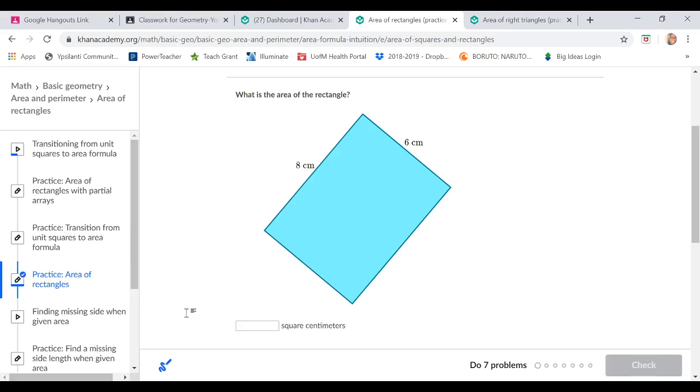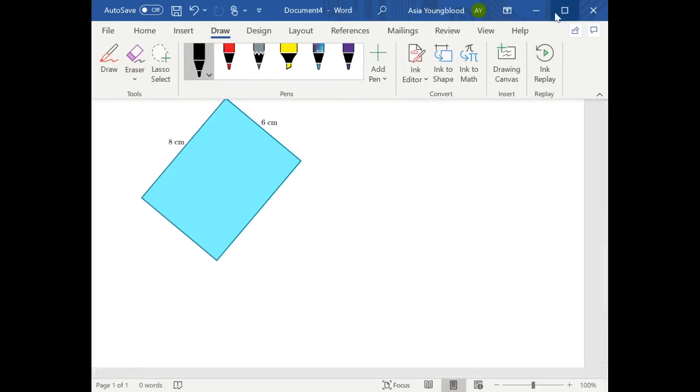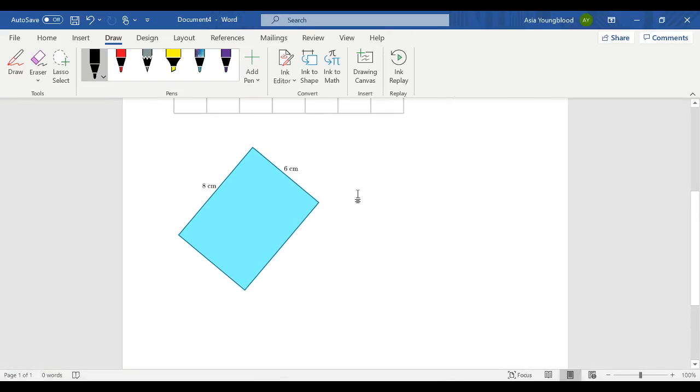We're just going to multiply those two dimensions. So for this example, let me switch my screen. In this example, our two dimensions are 8 and 6. So 8 times 6 is all we're doing, right?